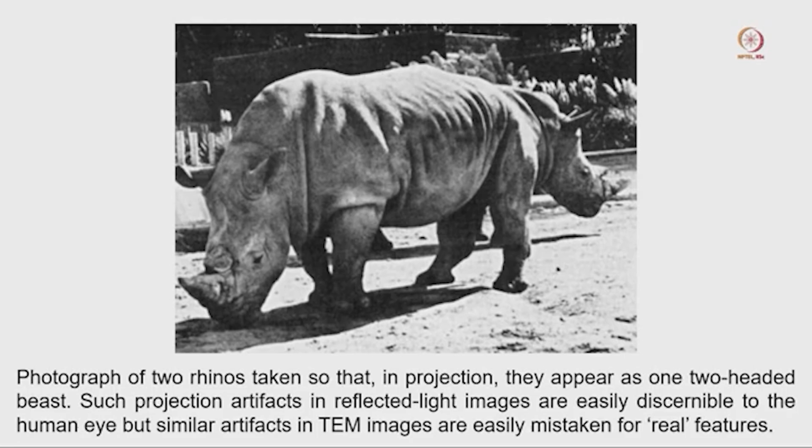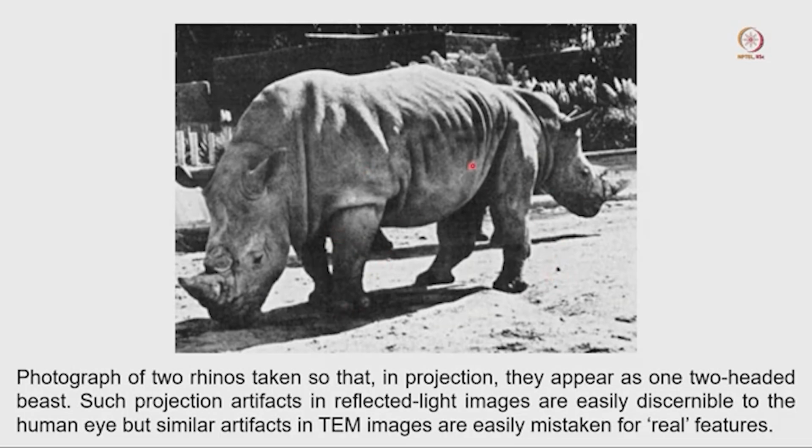Now we are talking about the transmission electron microscope. Here there is a photograph where you can see two rhinos, but this photograph is taken in such a way that all four legs of the first rhino are visible, and three legs of the second rhino are visible. It looks like a double-headed rhino, with one rhino and another head at the back, but this is not the case. This artifact is generated due to the photography.